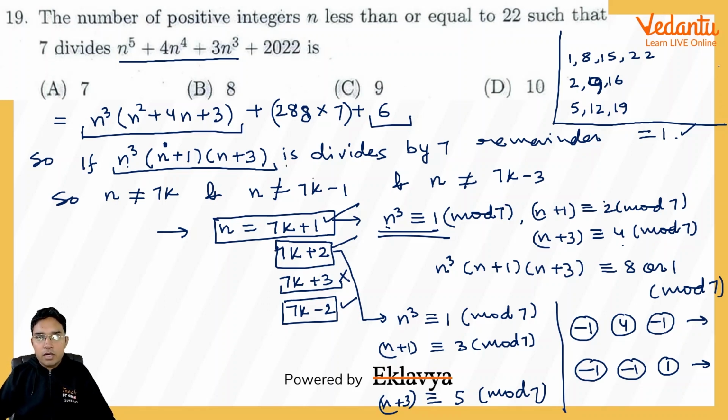So how many total numbers? 4 plus 3 plus 3, which is 10. So the answer for this should be D, that is 10. Okay, this question is based purely on divisibility. If you understand the modulo concept, this question is, I would say, average, not difficult.